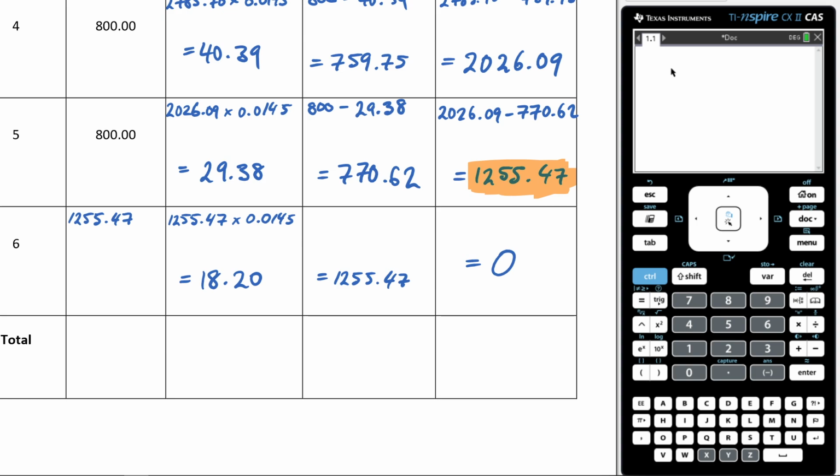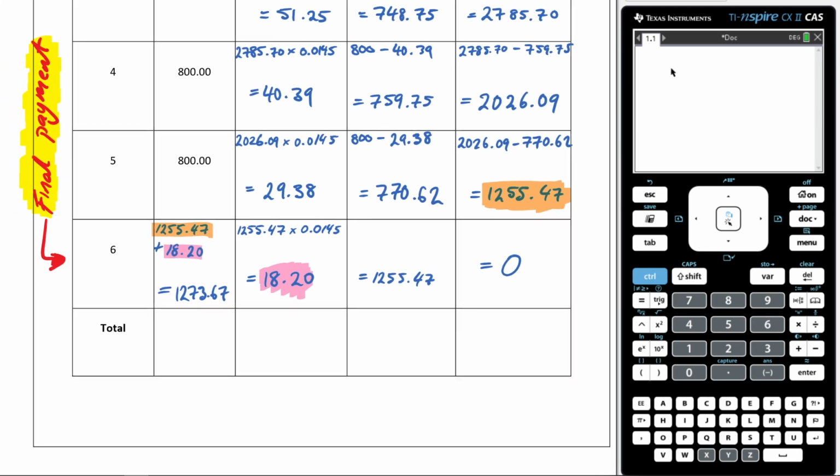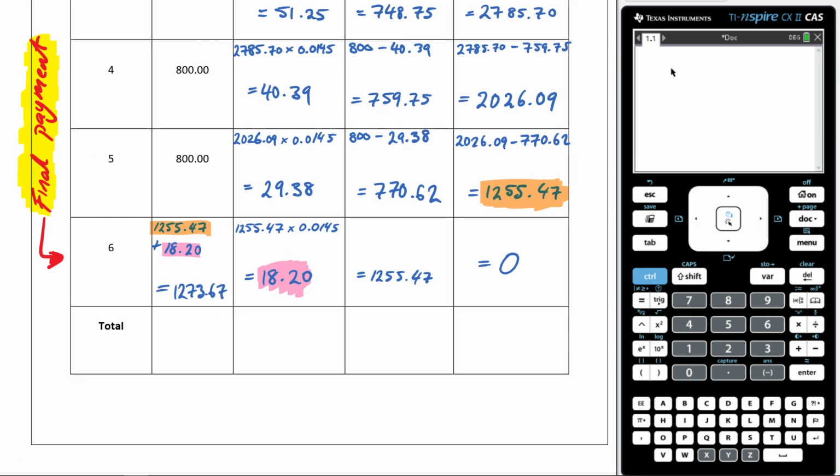In addition to the amount of interest that you've earned during that quarter. So I also have to add on to that the amount of interest that I've earned during that quarter, which is 18.20. So as you can see, I've taken everything that is left in the account and the amount of interest I've generated in that quarter. And that means the final payment that I'm going to receive is 1273.67. That's what's going to be there. Perfect. A little bit tricky, but very similar logic to when we were finding the final payment for a reducing balance loan.